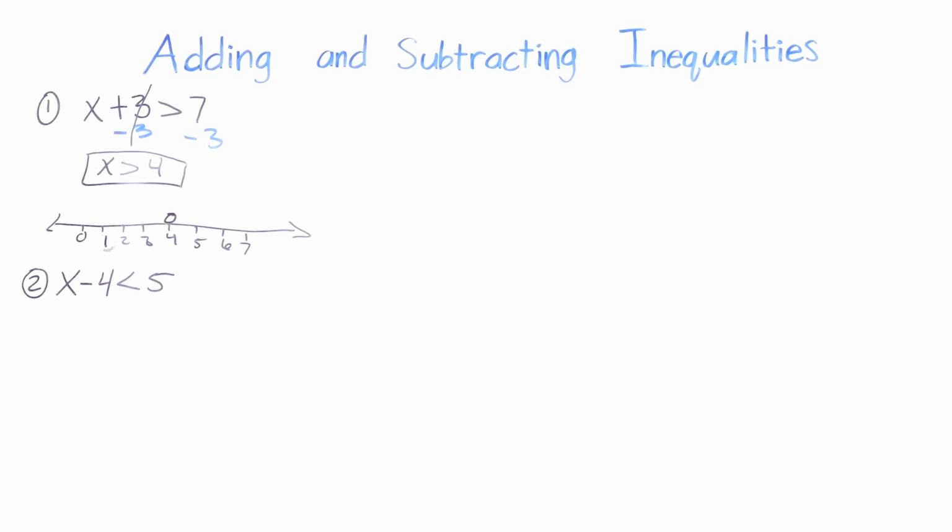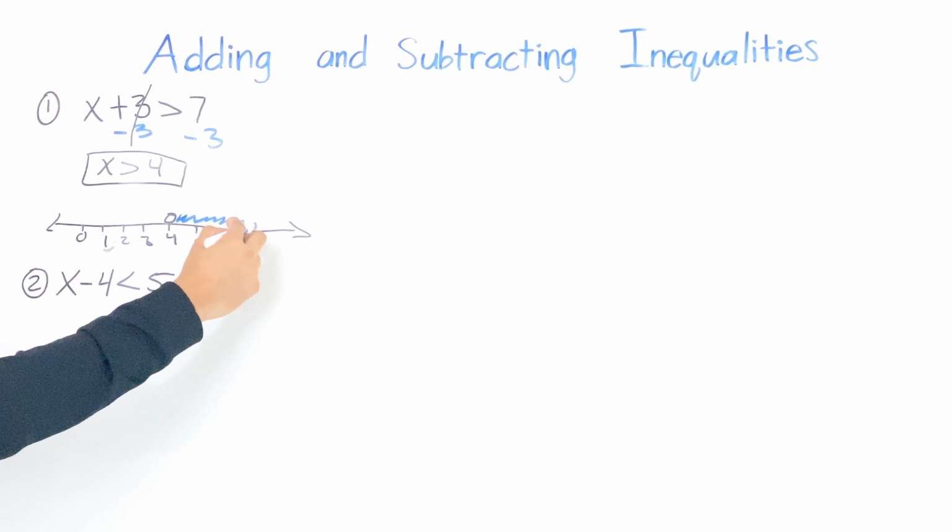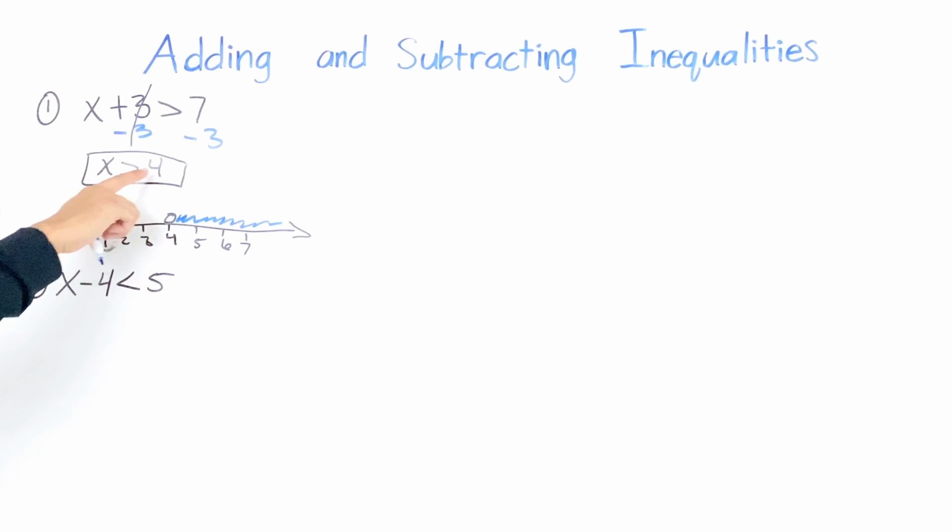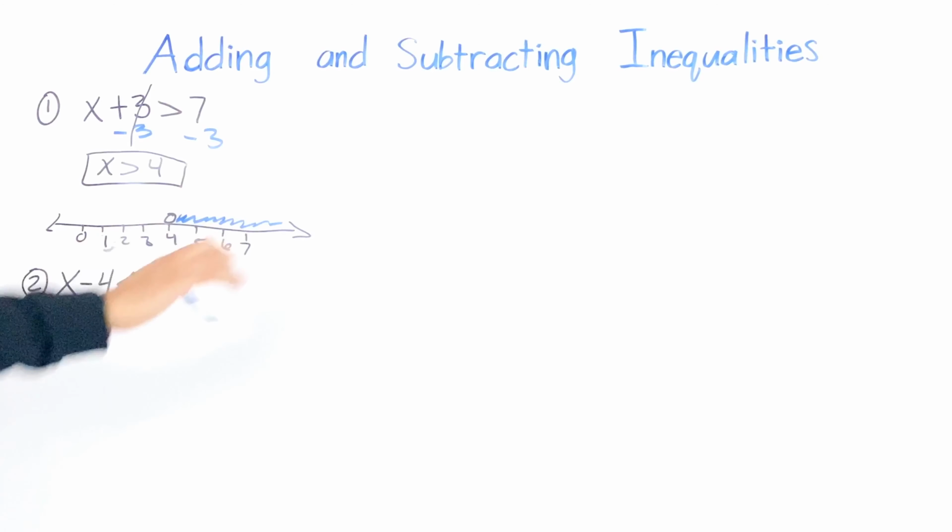If you don't know why we're doing an open circle, I'll put another link below on inequalities so you can go and see. Okay, so we're going to start on 4, and then we're going to say that x is greater than 4. So do we shade left, or are we going to shade to the right? Okay, now we're going to shade to the right because we're saying that 5 is greater than 4, 6, 7, and so on.